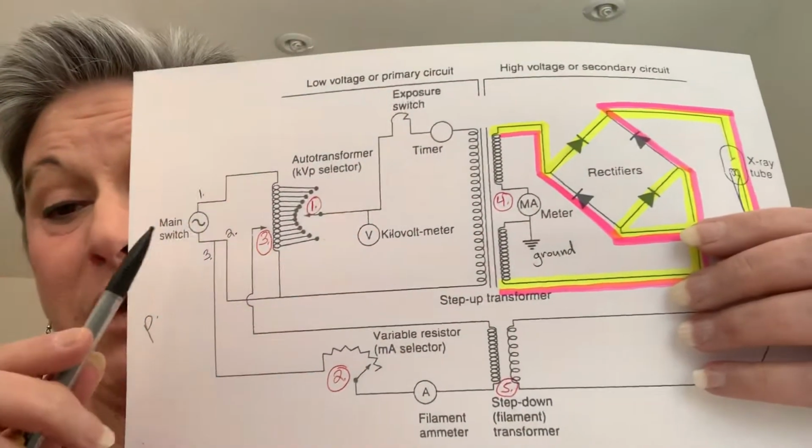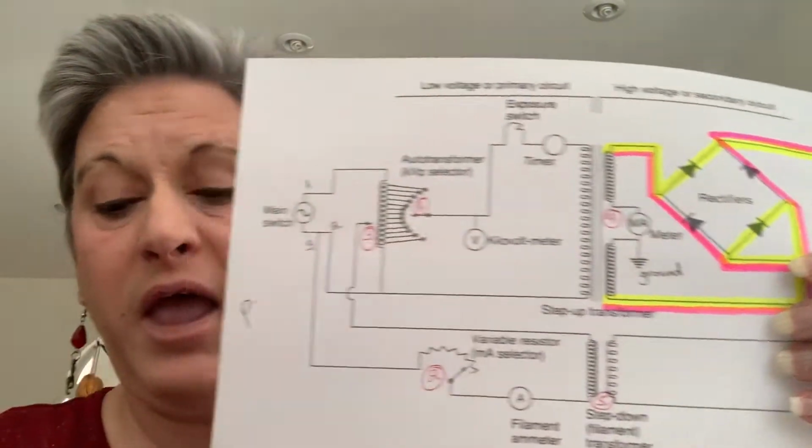So first, we'll start with the X-ray circuit. To begin with, you need electricity, and it comes from outside the house. You turn on the main switch or the main breaker right here. From outside the house, you'll get 220 volts at 60 hertz of alternating current, or AC. Nearly all X-ray equipment operates at those levels.